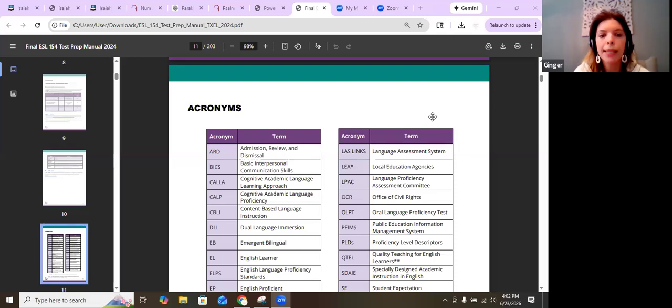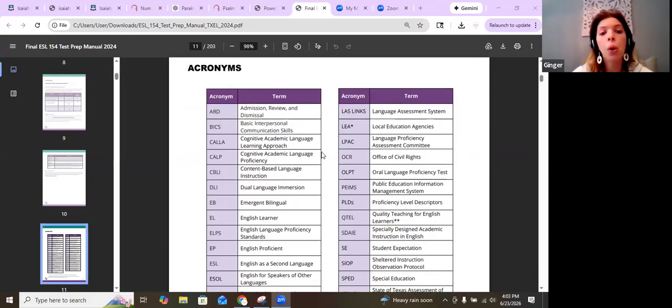CALP stands for Cognitive Academic Language Proficiency. CBLI stands for Content-Based Language Instruction. DLI stands for Dual Language Immersion.